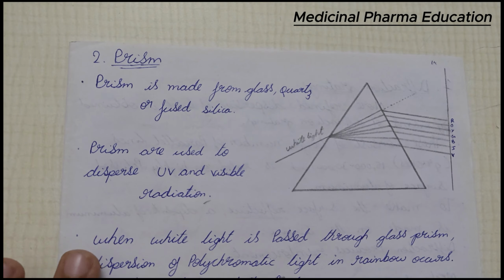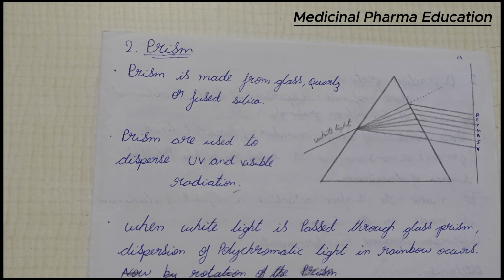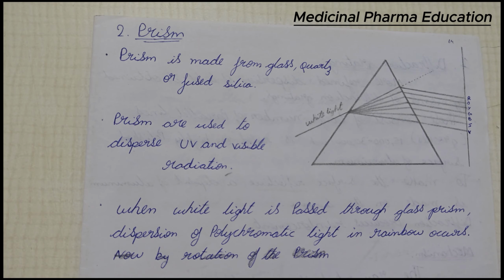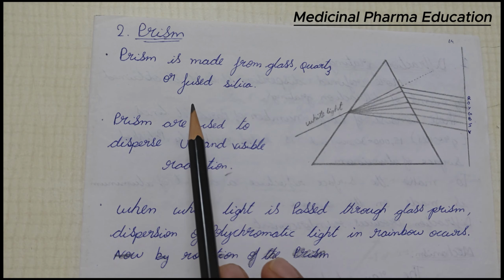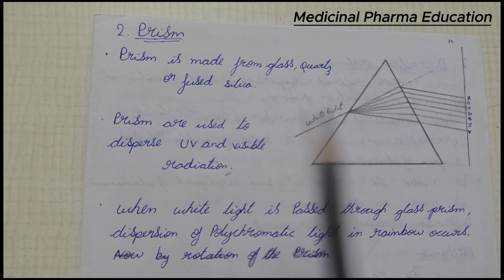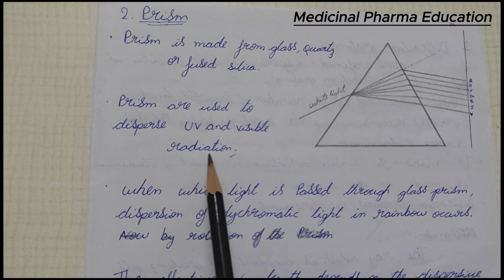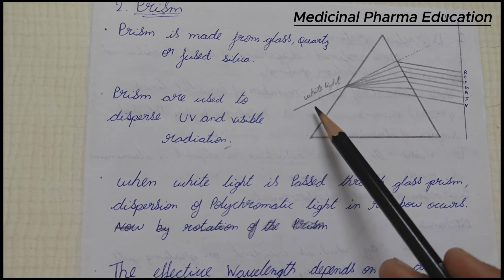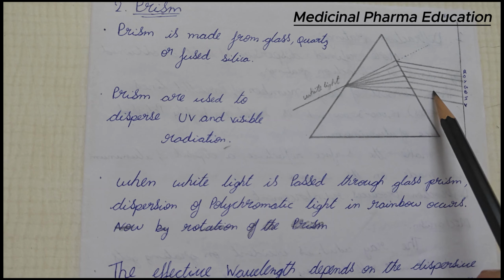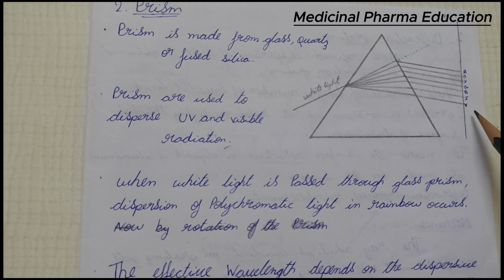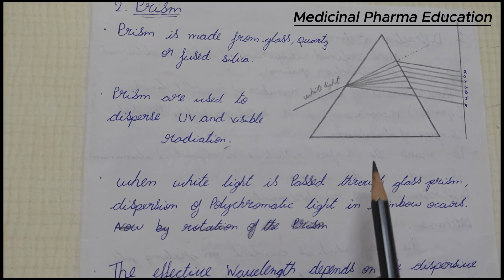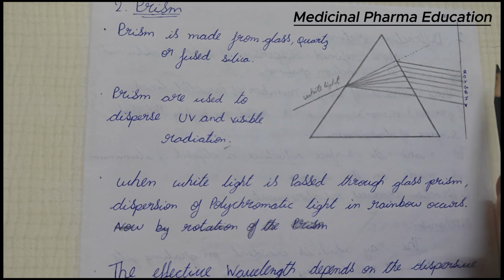Next, the prism. As everyone knows, a prism is made up of glass, quartz, or fused silica. Prisms are used to disperse UV and visible radiation. You can see when a monochromatic light or a white light passes through the prism, the light disperses into VIBGYOR, seven colors. Just as the dispersion of a rainbow occurs, in the same way here the dispersion of white light into VIBGYOR occurs.